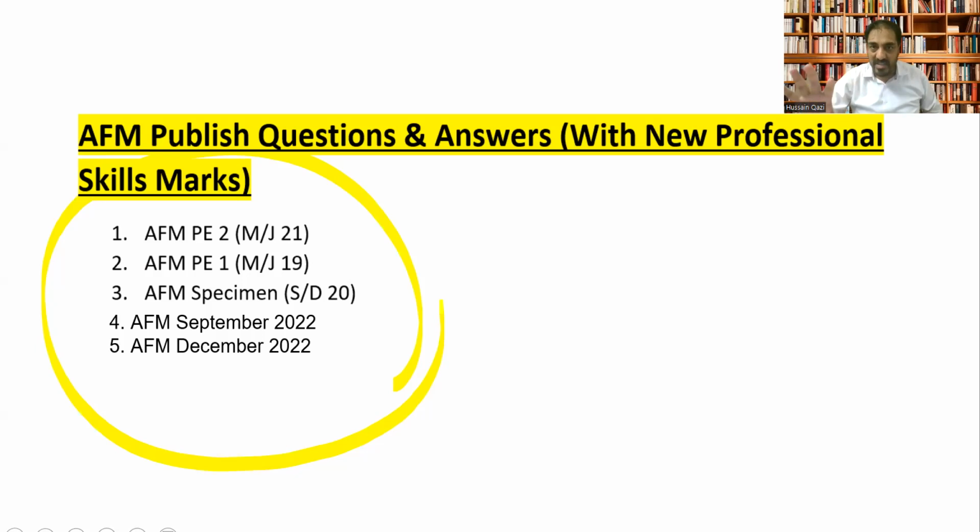3 specimen-type questions, 2 real past exam questions: AFM practice exam 2, AFM practice exam 1, AFM specimen, AFM September 22 exam, AFM December 22 exam. 5 papers available. That's more than enough for the June 23 exam.